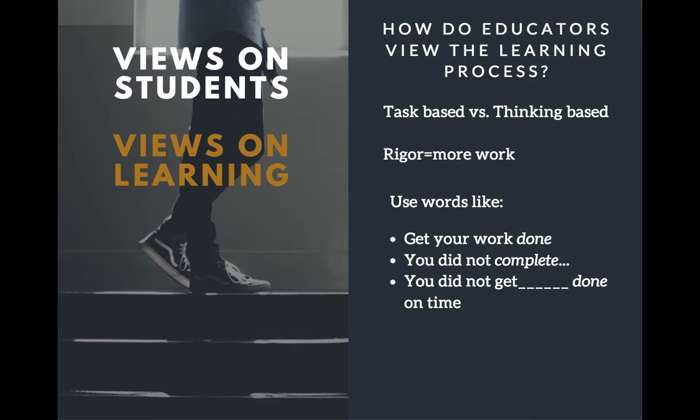So we think of things as something to accomplish. We think of rigor as being more work for a student to do, not necessarily more thinking. So we typically use words like, you need to get your work done, or you did not complete this assignment, or you did not get this finished on time, therefore you have a bad grade. We're communicating to students that their place in our classroom is to finish things and to get stuff done.